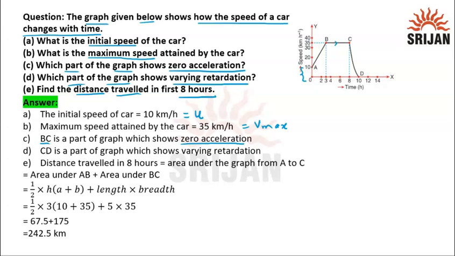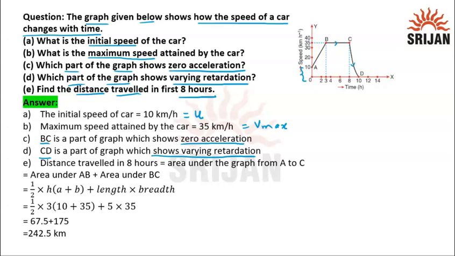Next part: which part of the graph shows varying retardation? Retardation means negative acceleration, negative slope. Varying means a curved line; it is non-uniformly retarding. So C to D. CD is the part of the graph which shows varying retardation, because it is going in the downward direction and it is a curved line as well. That means it is varying. So CD is the part of the graph which shows varying retardation.